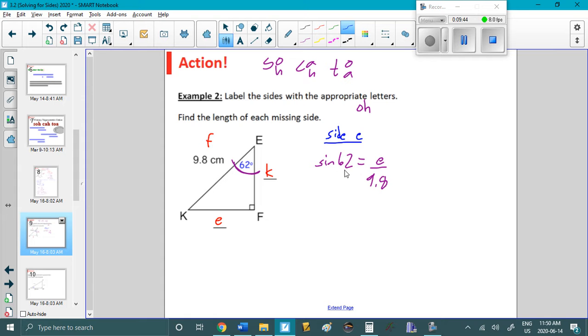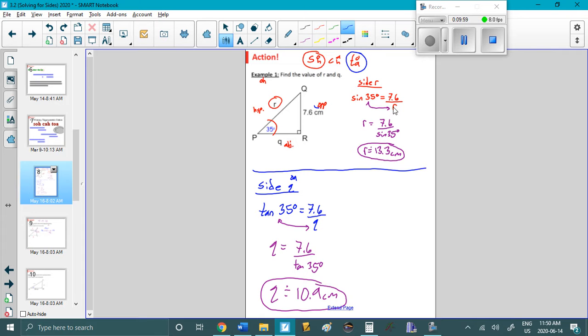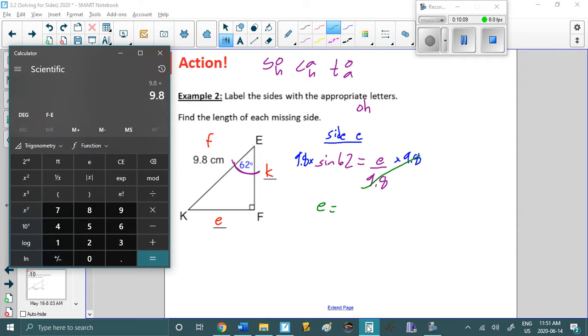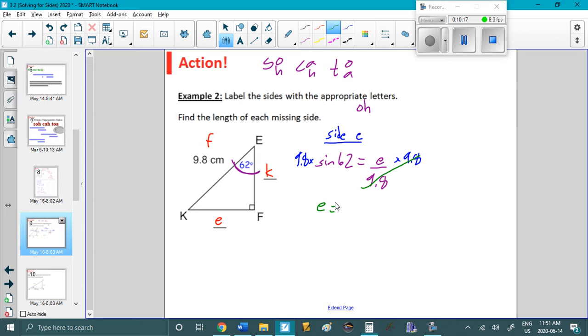Now this one's a little different, and this is actually the easier type. Because the letter's on top, that's where we want it, it's being divided, so this time we just multiply. So when the letter's on top, we multiply, and you might have noticed in the other ones, when the letter was on the bottom, we ended up dividing. That's usually the way students remember this. These cancel out, and E is going to be 9.8 times 62 sine, and then I hit equals, 8.65, so approximately 8.7 centimeters.